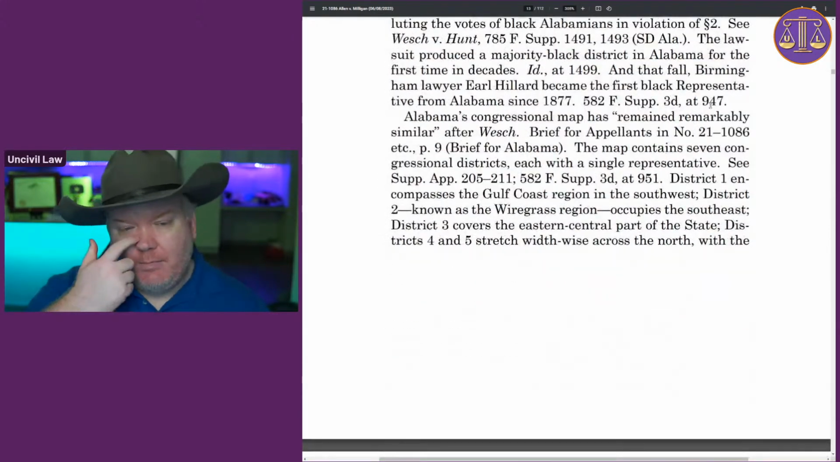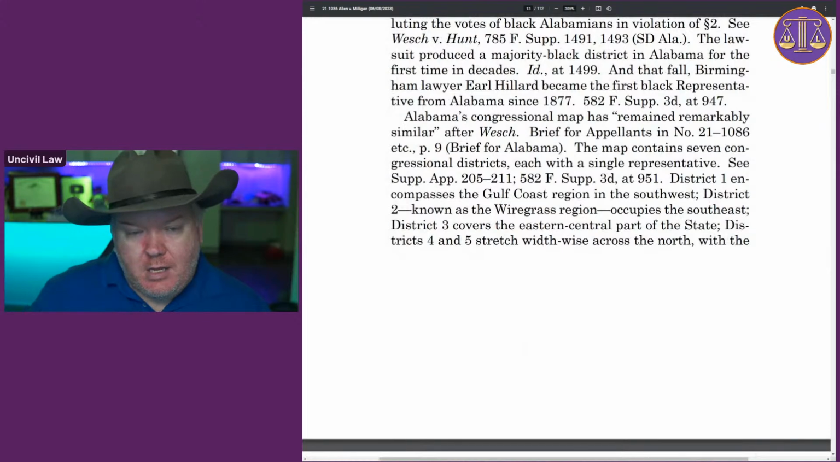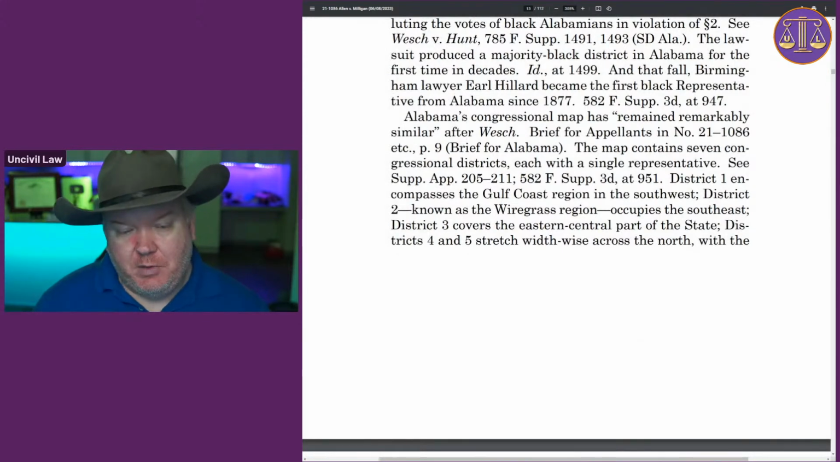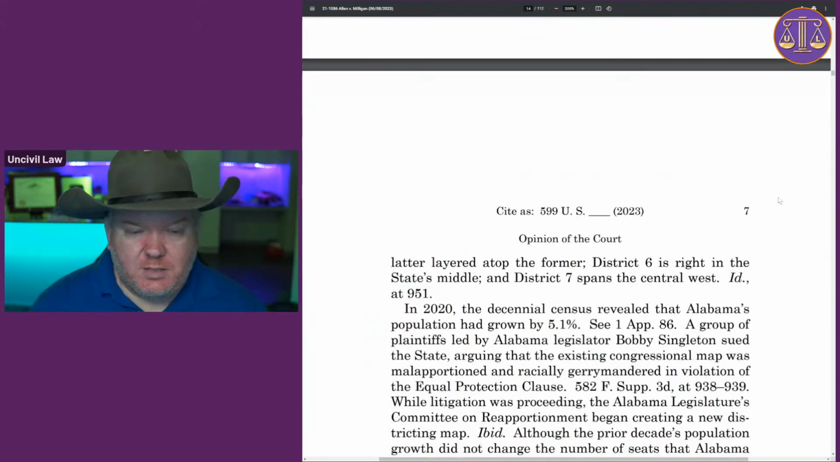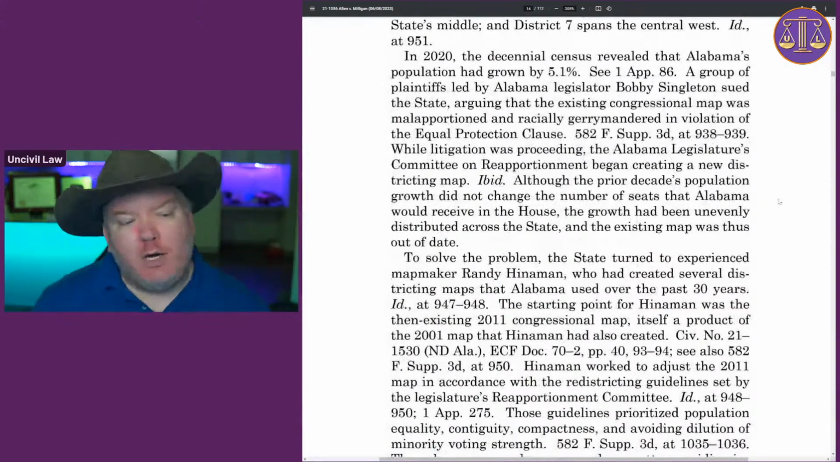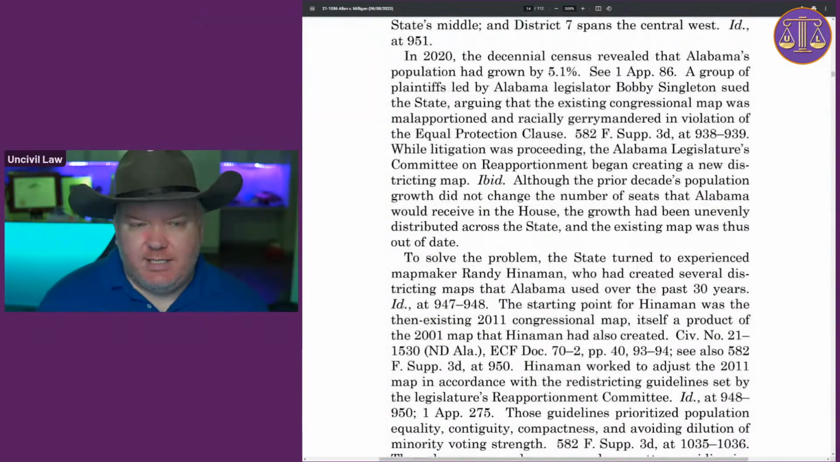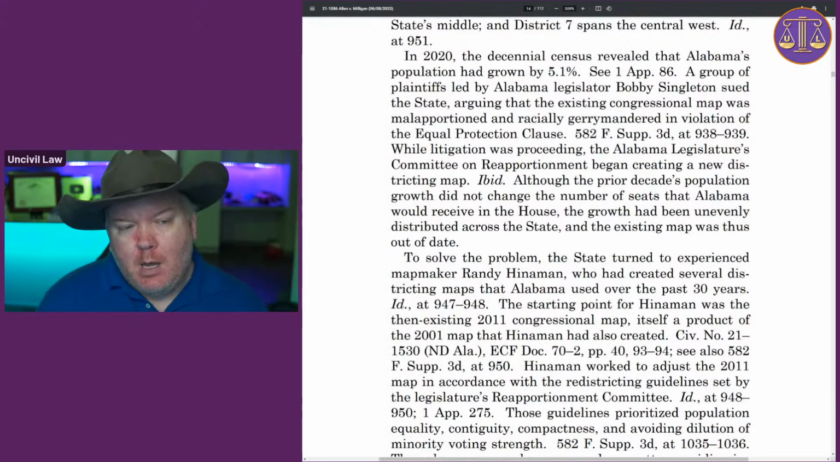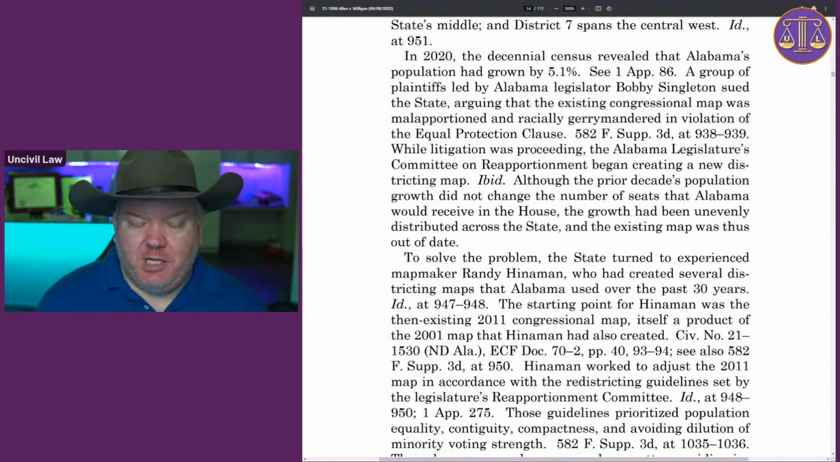Alabama's congressional map has remained remarkably similar. The map contains 7 districts, each with a single representative. And then they go on to specify the geography of the districts in words, but we'll skip that part. In 2020, the decennial census revealed that Alabama's population had grown by 5.1%. A group of plaintiffs led by Alabama legislators sued the state, arguing the existing map was malapportioned and racially gerrymandered in violation of the Equal Protection Clause.